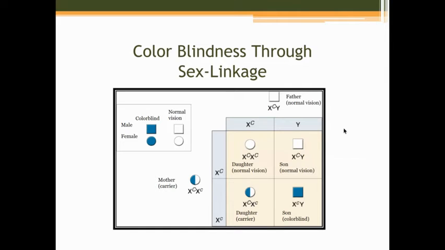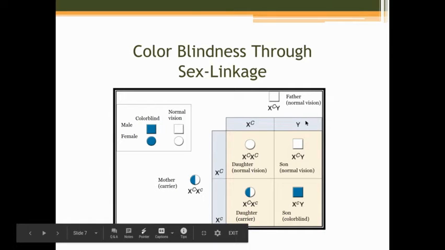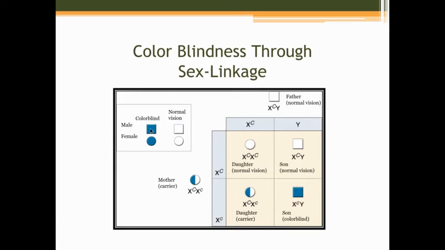And that brings me to this color blindness through sex linkage Punnett square that we have here. We can see over here in the key, there's a male who's colorblind, and that person is shaded in, and normal vision is white. A female is going to be shaded, and normal vision is white. All right, here's the father. The father in this particular case is carrying the large C, which in this case is normal color vision.